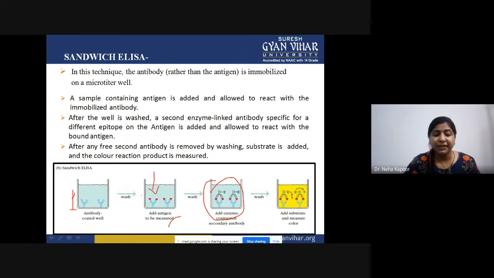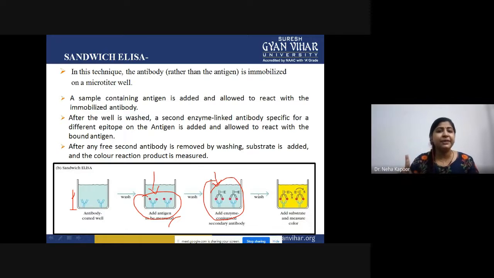So the antigen that is present in the bound form will appear something like this. After that, we can add the secondary antibody, which is conjugated with an enzyme. If it is specific for this very antigen and antibody, it will recognize the epitope and attach over here. After adding it, a sandwich-like appearance comes. We will again give it a wash so that unbound secondary antibodies can be removed.